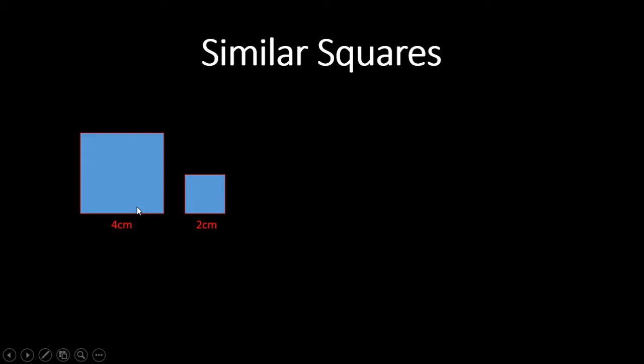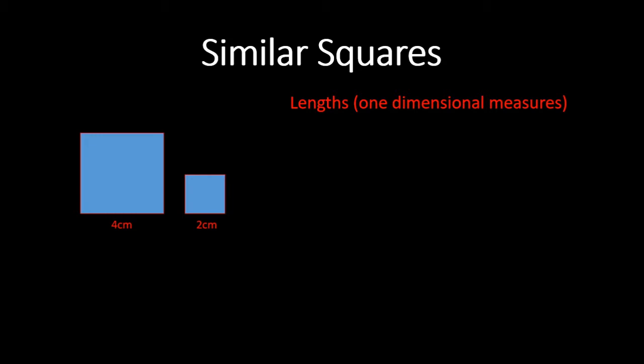You could probably easily work out what the scale factor is, what this was multiplied by to make that. But the trouble with similarities is that you're not quite understanding that the scale factor for length is not the same as the scale factor for area and for volume. So looking at the lengths, these are one-dimensional measures, just a straight line. I'm not using a square to fill an area, that's a 2-dimensional measure, nor am I using cubes to fill a volume, a 3-dimensional measure. It's just a one-dimensional length.